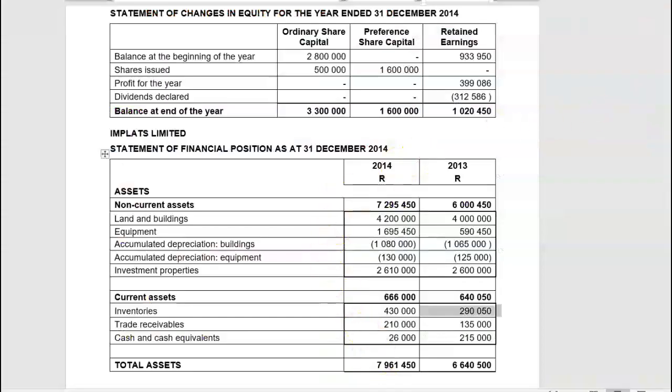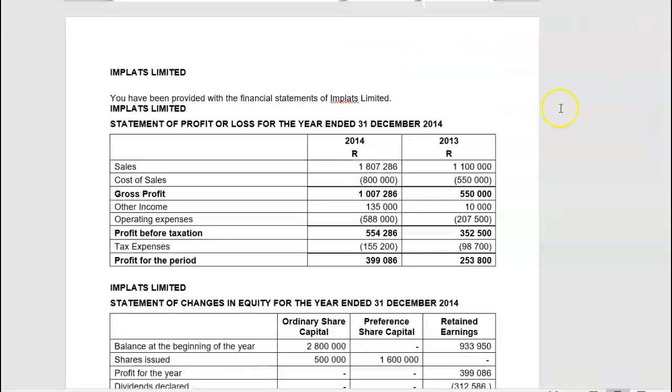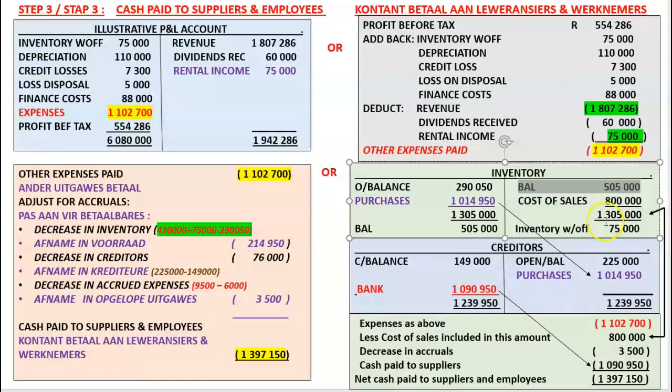They gave me in the question my cost of sales. I know that that is an entry which happens on the credit side of my inventory account. So I can go and post cost of sales now. Now when I balance off this account, I'm going to get the amount of credit purchases, 1014950. Now I know that the counter leg of credit purchases is in the creditors account. So I'm going to post that to the creditors account.